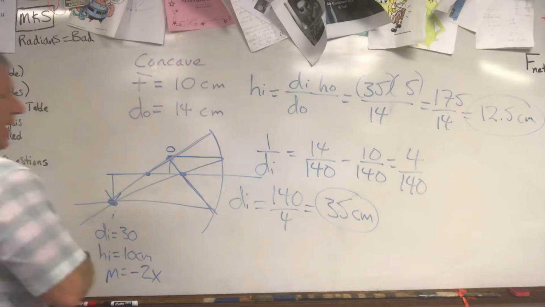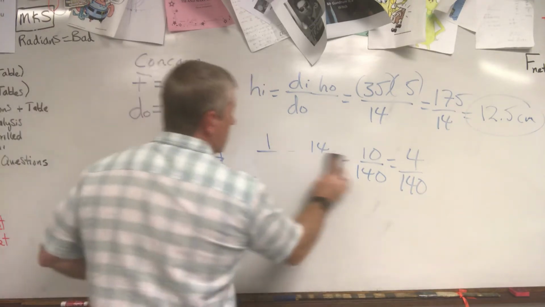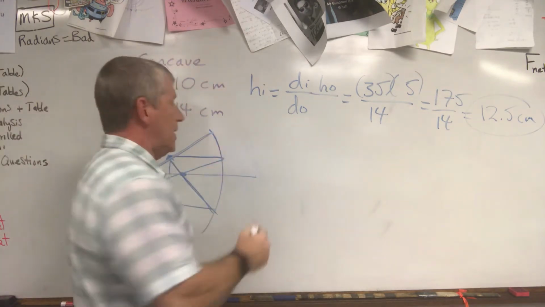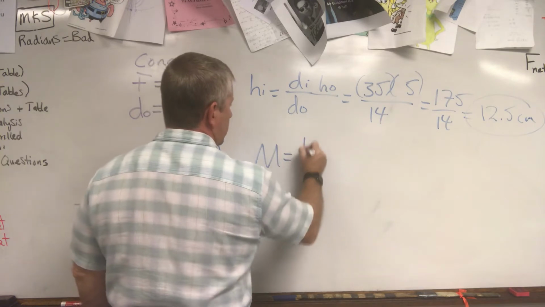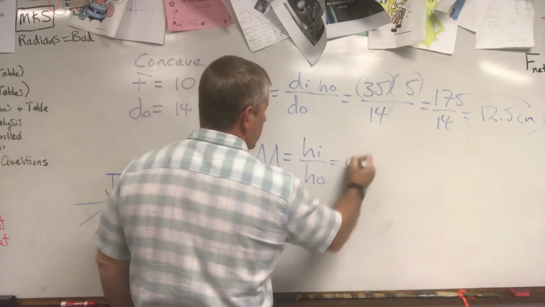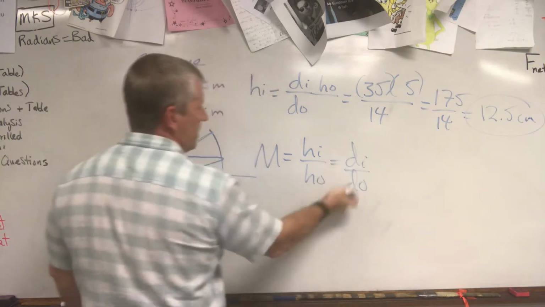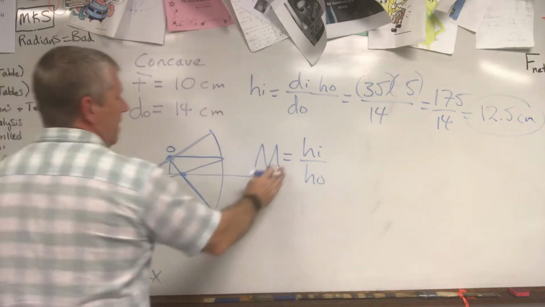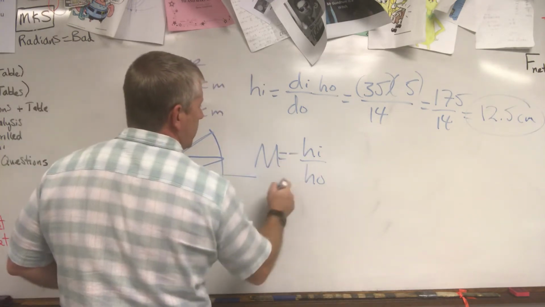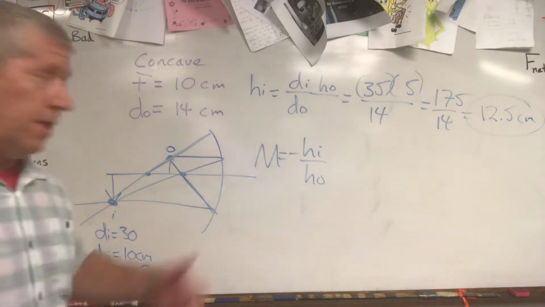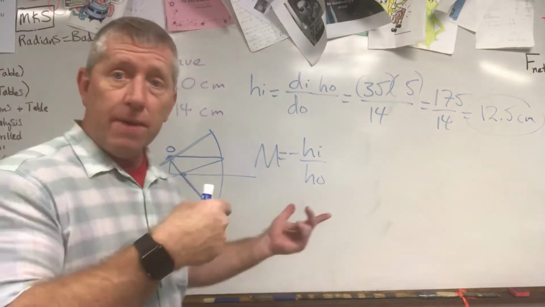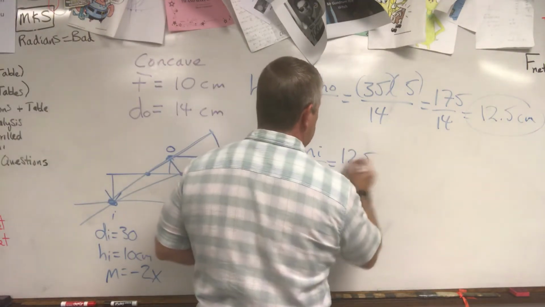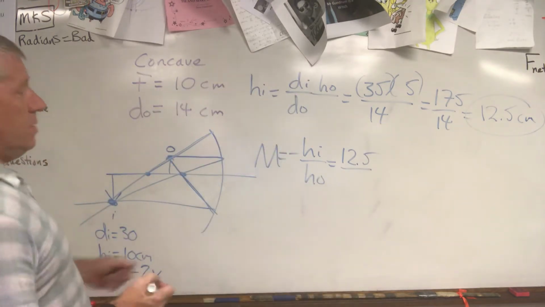Magnification is a ratio of hi over ho or di over do. So I'm going to go hi over ho on this. So M is equal to hi over ho, which is equal to di over do. So you can use either one. I'll go hi over ho. And remember, when it comes to magnification, let's put a negative here, because that's going to tell me if it's inverted or not. If I'm not drawing this out, I can tell if it's inverted or upright by what I get for an answer. So this is going to be hi, 12.5 divided by ho, which I use 5.